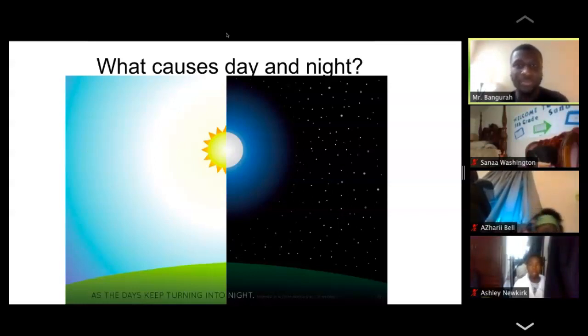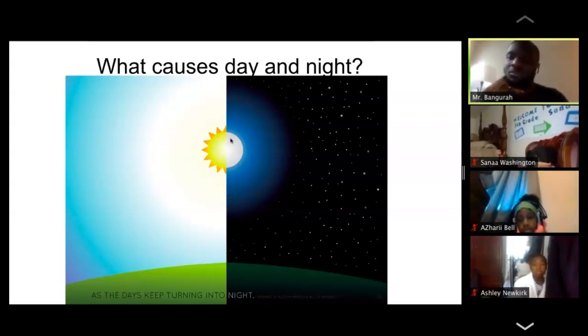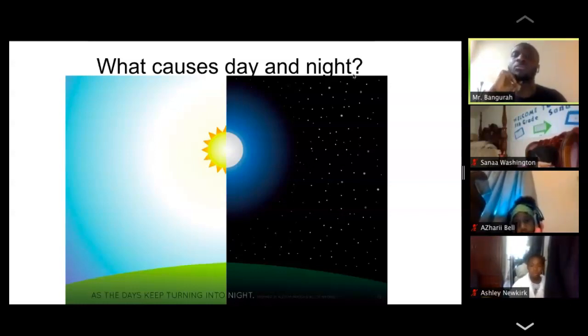I think what causes day and night is when the Earth rotates. So, like when it's rotating around the sun, it's day, and when it's rotating around the moon, it's night. When it rotates around the moon. You know, that's my favorite thing.